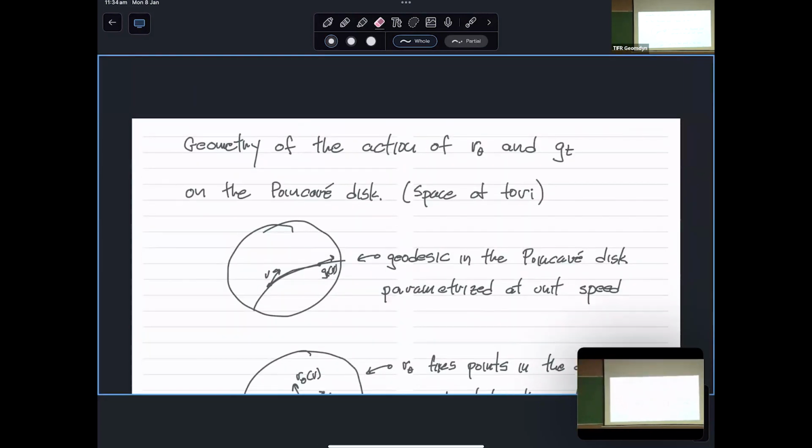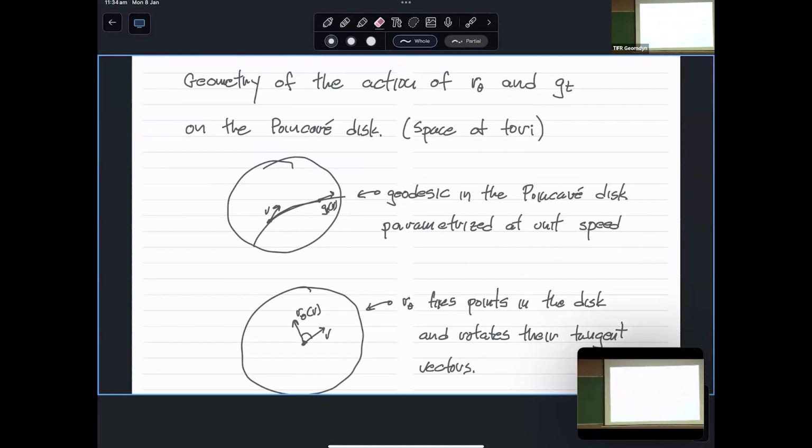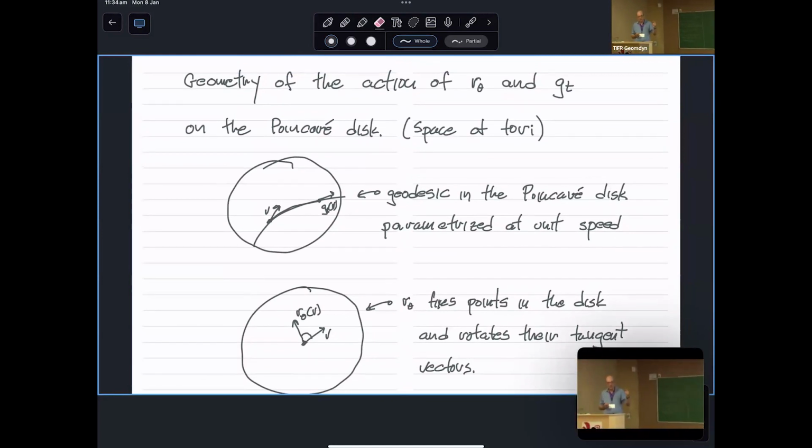Okay, so we've got R sub theta, we've got g sub t in SL2R. Well, these two transformations are acting on the Poincare disk, right? So we can ask geometrically, what are these operations doing on the Poincare disk?